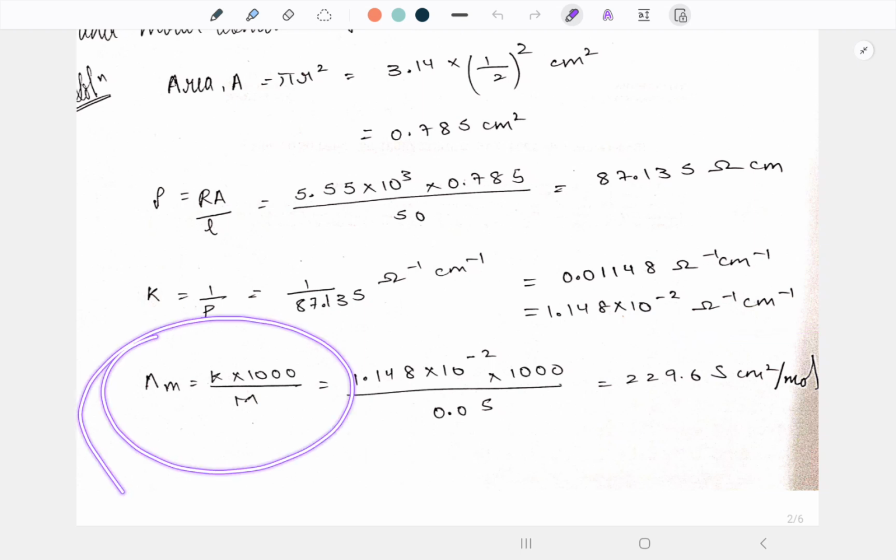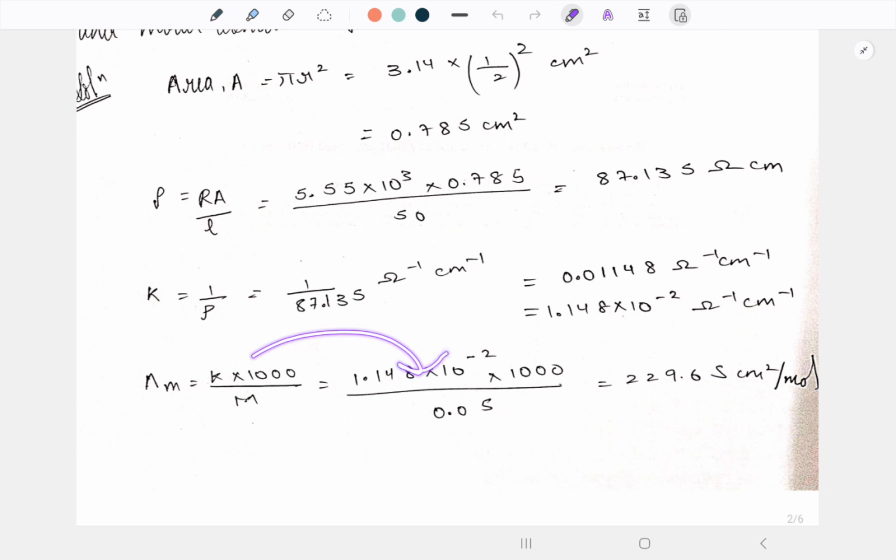The molar conductivity formula is K into 1000 by M. So by placing the values, we already know the conductivity. So we get the answer to be 229.6 Siemens centimeter square per mole.